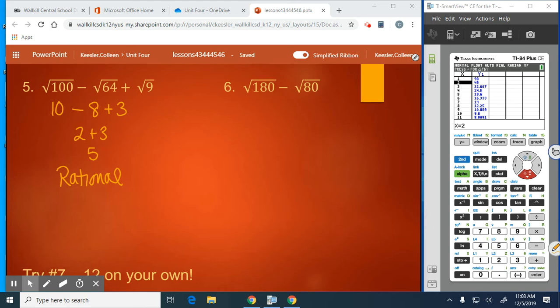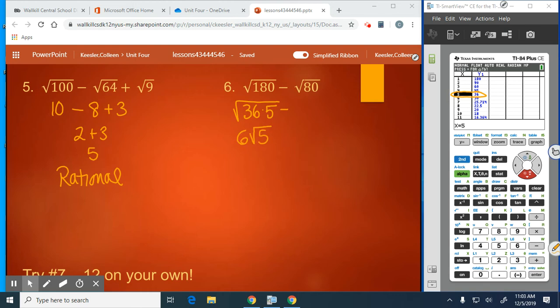And then number 6, I have to simplify again. Now, 180 is not a perfect square, and I don't really know the perfect square factor off the top of my head, so I'm going to go to y equals, do 180 divided by x, pull up my table, and look for a perfect square factor. So I get 1 and 180, 2 and 90, 3 and 60, 4 and 45, 5 and 36. There's my perfect square. So this is square root 36 times 5, or 6 square root 5.